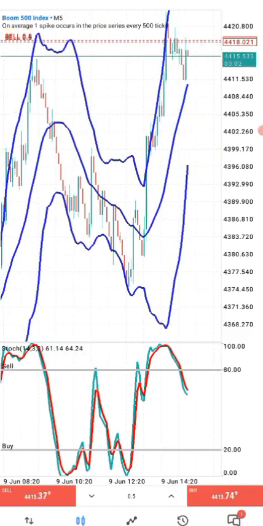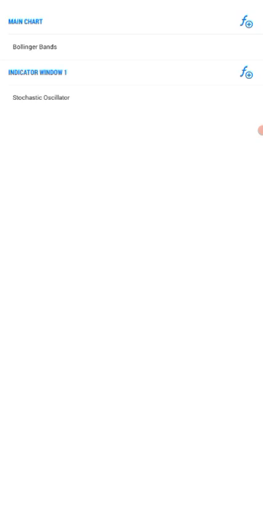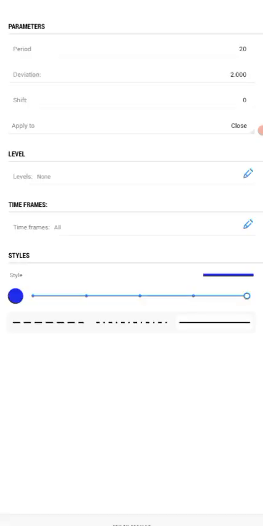Now, let's go to the settings quickly. Our Bollinger Band, you copy the settings. Here are the settings. We're having period 20, deviation 2, shift 0, apply to close, and then that is all. I take it again. Period 20, deviation 2, shift 0, apply to close, and then we are done. That's for our Bollinger Band.